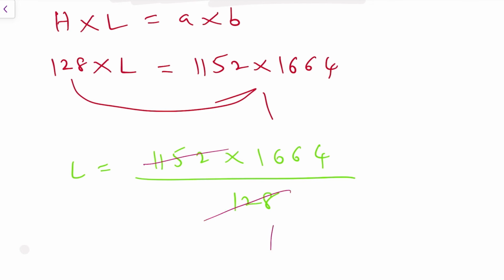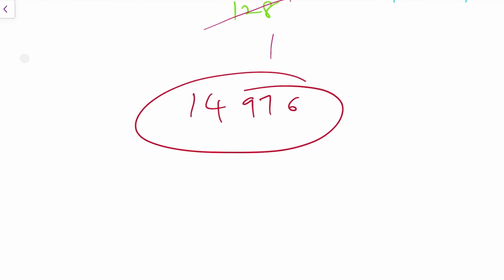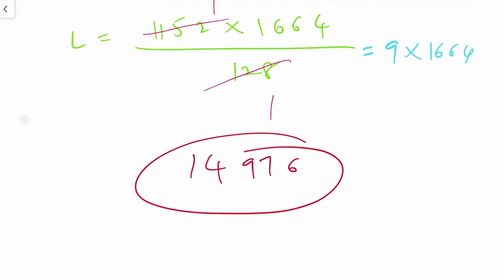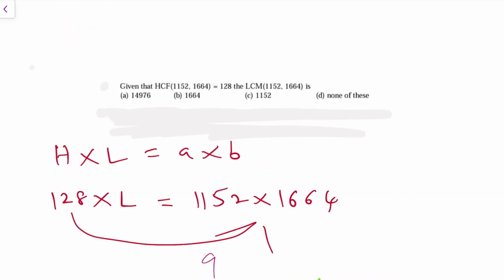128 ones are 128, 128 nines are 1152. So our LCM will be equal to 9 times 1664. That will be 14,976, a very big number. So the LCM of the given two numbers is 14,976. That is option A.